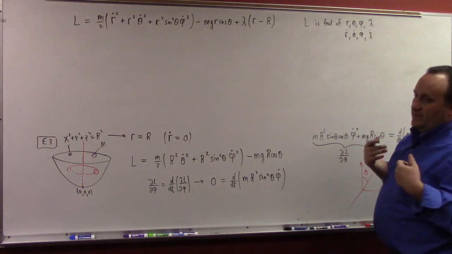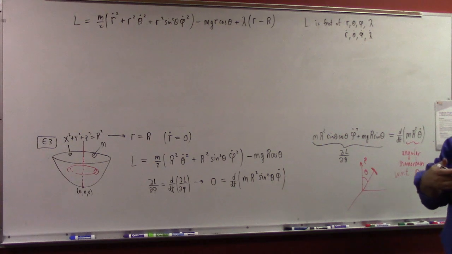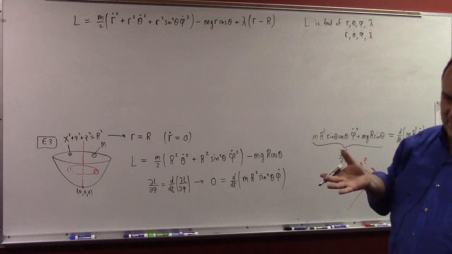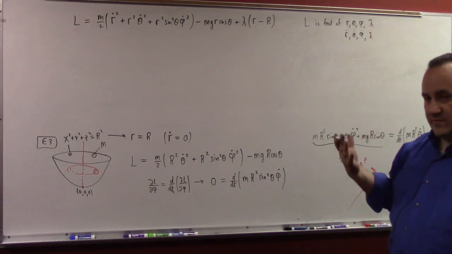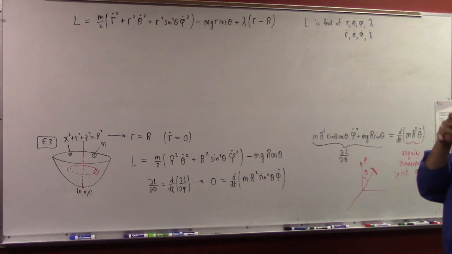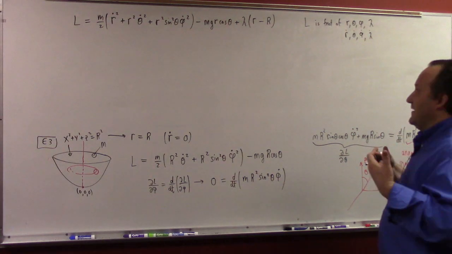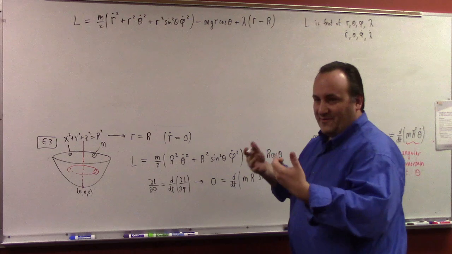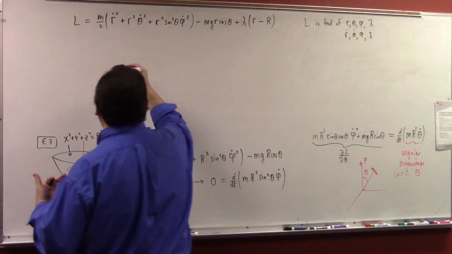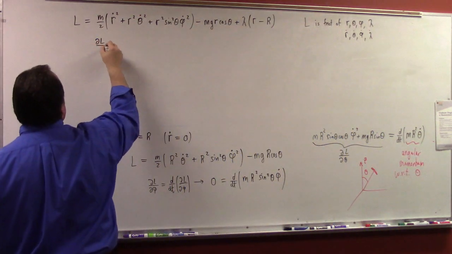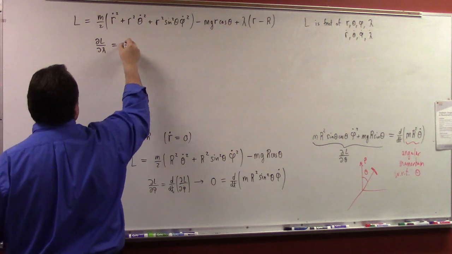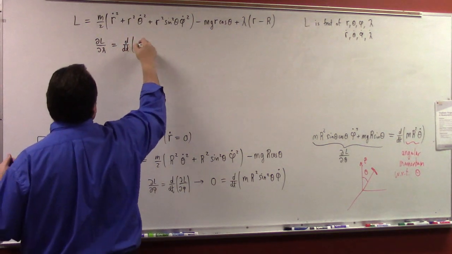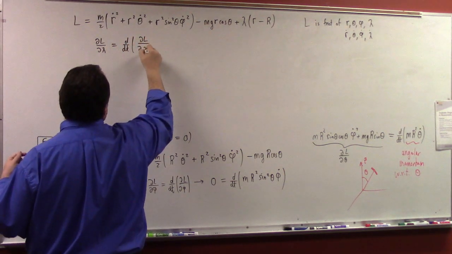Now, for the Lagrange multiplier, that is not interesting. I mean, the equations of motion for the Lagrange multiplier are always algebraic. So when you do the Lagrange equations for it, check this out. Partial L partial lambda equals d/dt of partial L partial lambda dot. Well, what happens there?